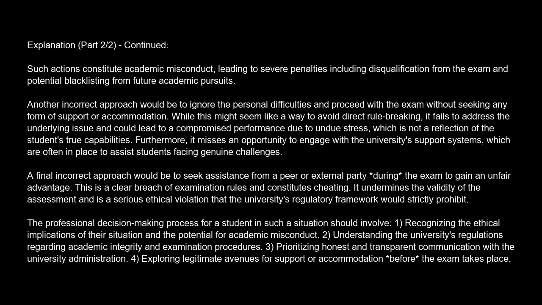A final incorrect approach would be to seek assistance from a peer or external party during the exam to gain an unfair advantage. This is a clear breach of examination rules and constitutes cheating. It undermines the validity of the assessment and is a serious ethical violation that the university's regulatory framework would strictly prohibit. The professional decision-making process for a student in such a situation should involve: 1. Recognizing the ethical implications of their situation and the potential for academic misconduct.